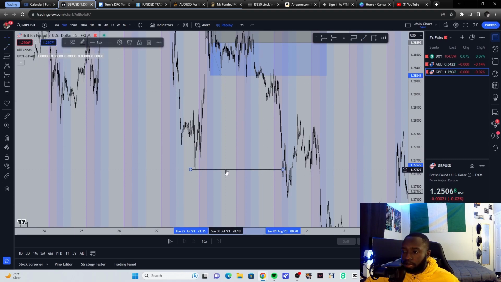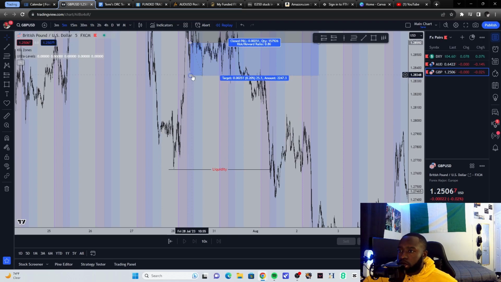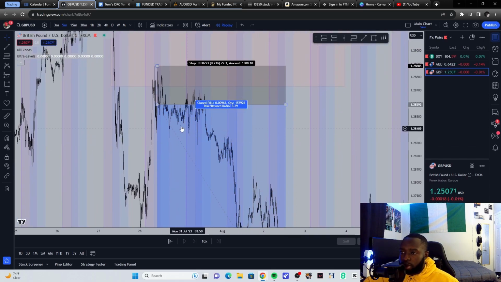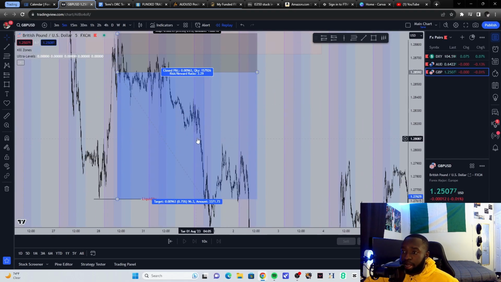So liquidity, okay, and then draw that right there, boom. And this is a 1 to 3 trade. Yeah, this trade took a day or 2 days, maybe 3 days to play out, but at the end of the day, that's just how trading is.